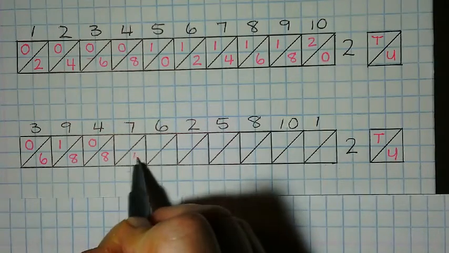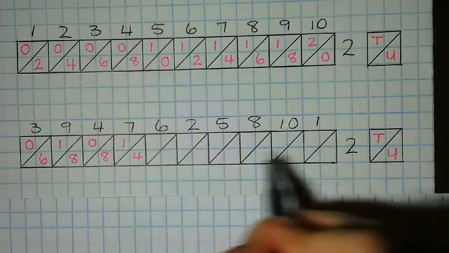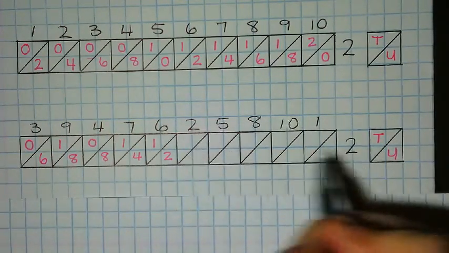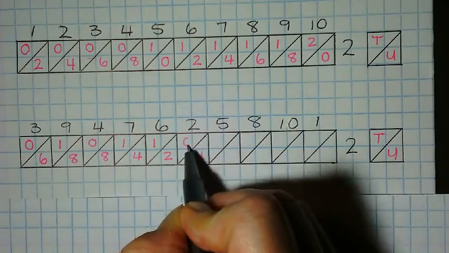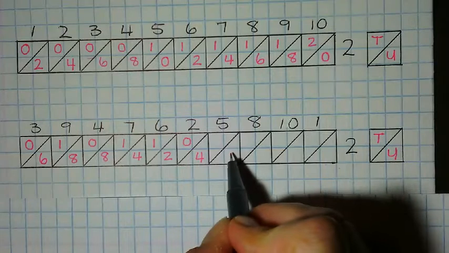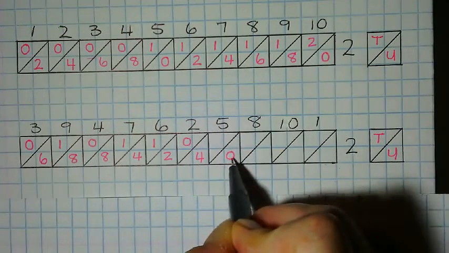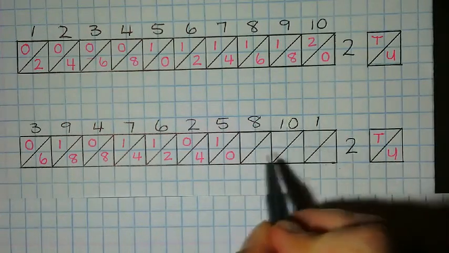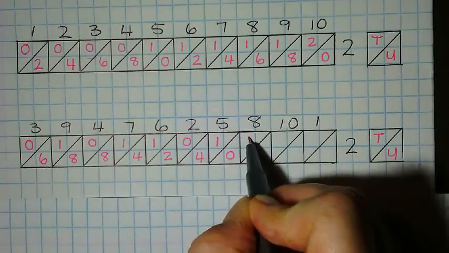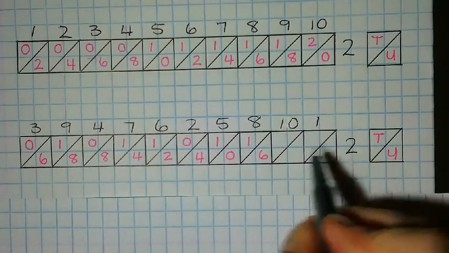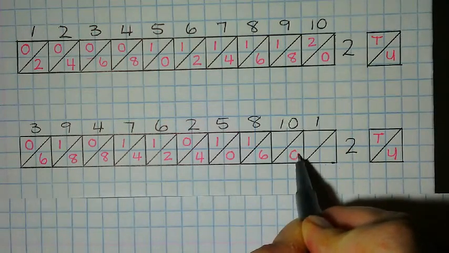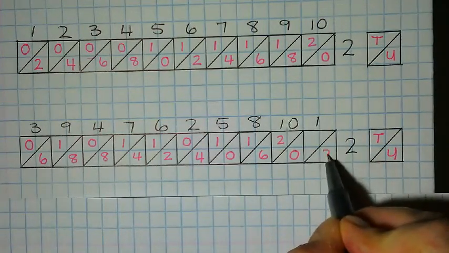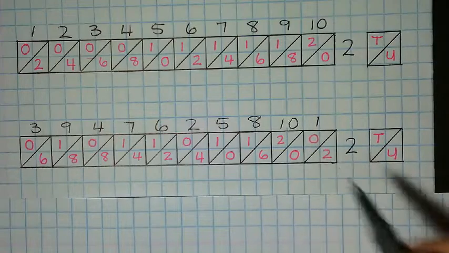7 times 2 is 14. Then 6 times 2 is going to be 12. 2 times 2 is going to be 4. Fill it up with a 0. Then 5 times 2 is going to be 10. So now I've got a 0 at the units, and I just do the tens at the top. Then 8 times 2 is going to be 16. And now 10 times 2 is going to be 20, so I'm going to write the 0 there and the 2 at the top, and then 1 times 2 is going to be 2, and now I've got a gap, so I fill it up with a 0.